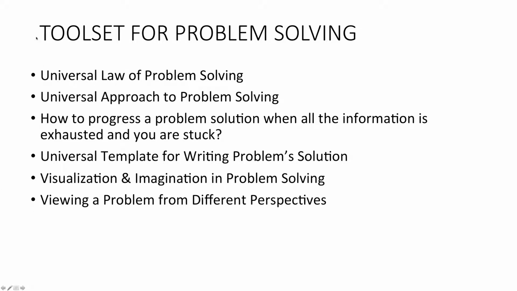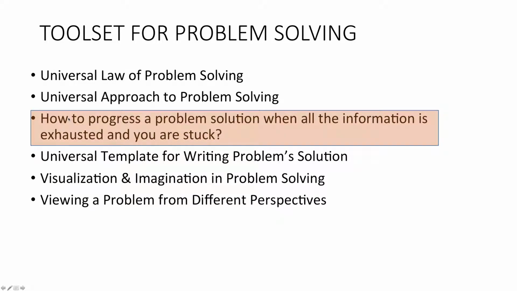We are looking at the tool set of problem solving, and very specifically in this particular tool we are looking at what to do when we get stuck. Suppose you are having a problem which you're trying to solve, and you're applying the universal law of problem solving and using the generic, universal approach of problem solving, which we have learned in the previous two tools. You're making your best attempt, and even though these are universal approaches, even after applying them you get stuck. What to do when you get stuck, despite using the universal law and a universal approach?